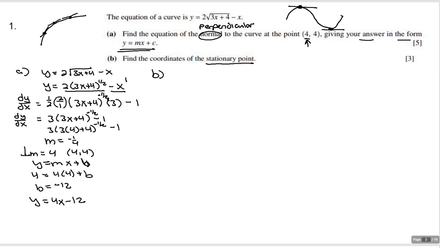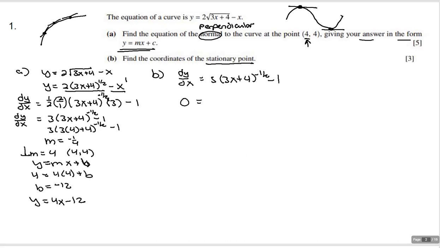So when they ask you for a stationary point, they're basically telling you that the slope is going to be 0. So let's go ahead and rewrite this derivative. It looks like this: dy over dx is equal to 3 times (3x plus 4) to the -1/2, minus 1. In this case, what I'm going to do is make this equal to 0.